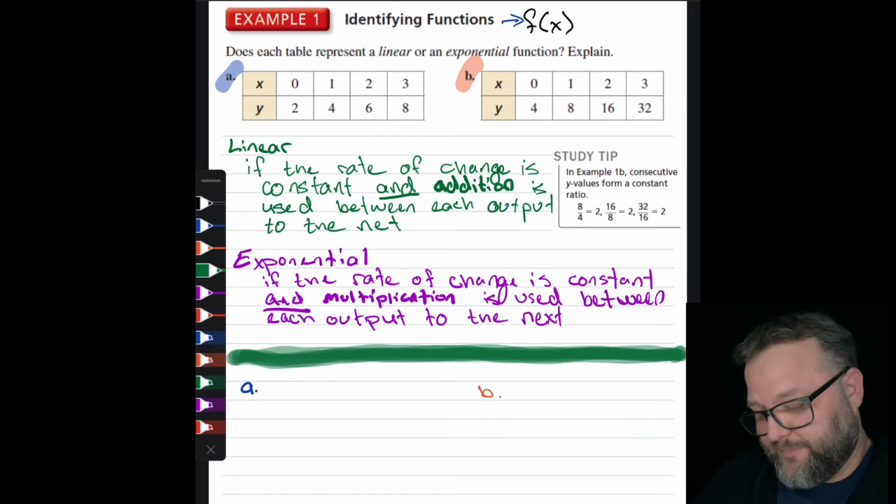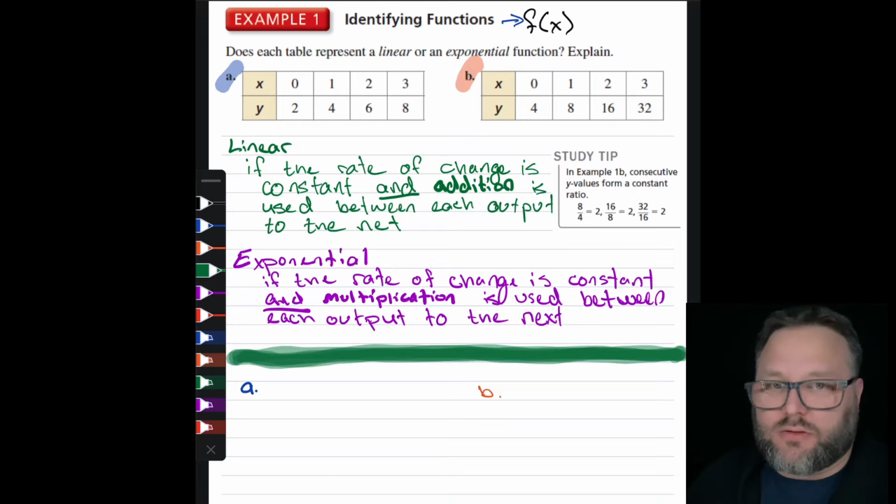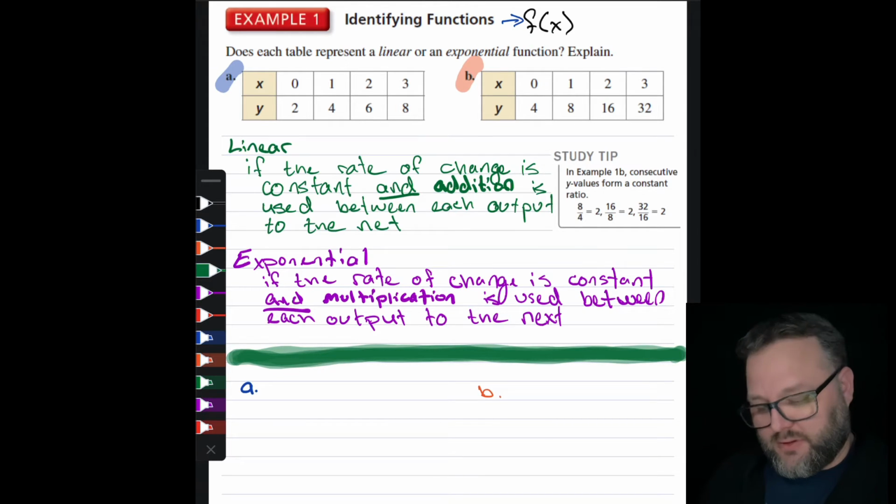All right, we're back. Let's try identifying functions. Now, at this point, there are two types of functions. We're talking about linear functions, which you've done for years, and we're talking about exponential. And it's actually pretty easy to spot the difference between the two.